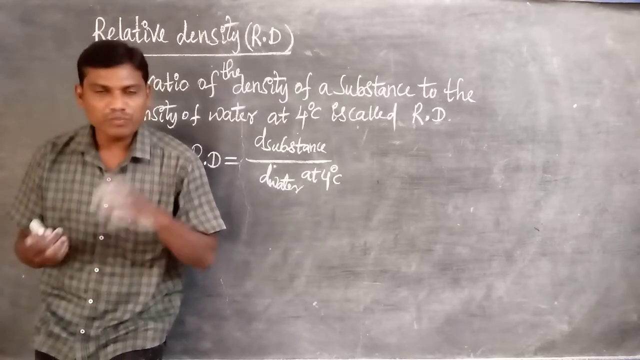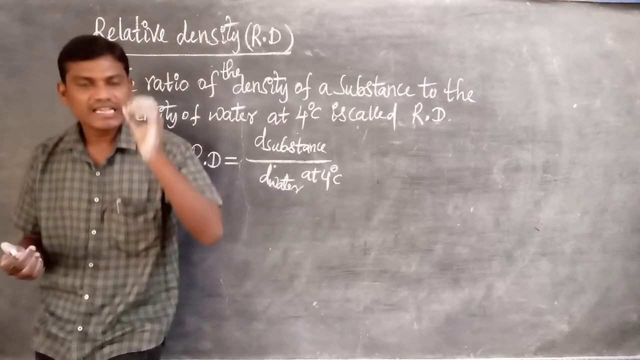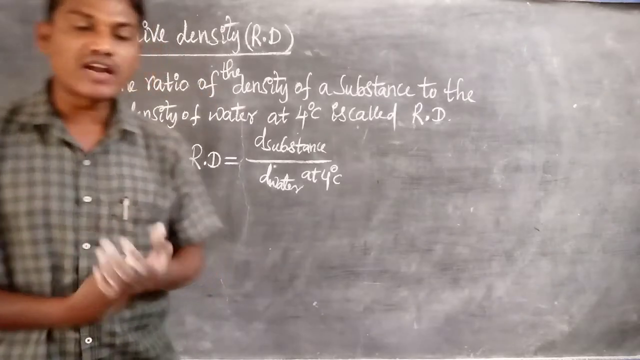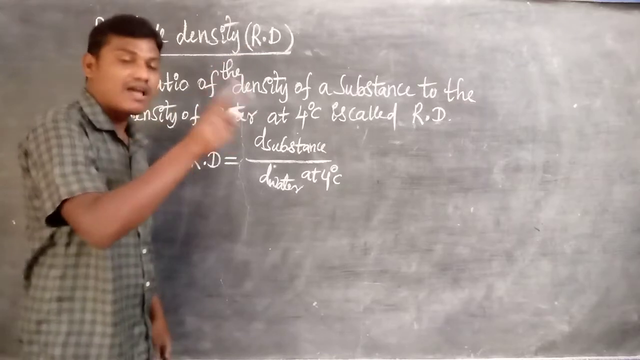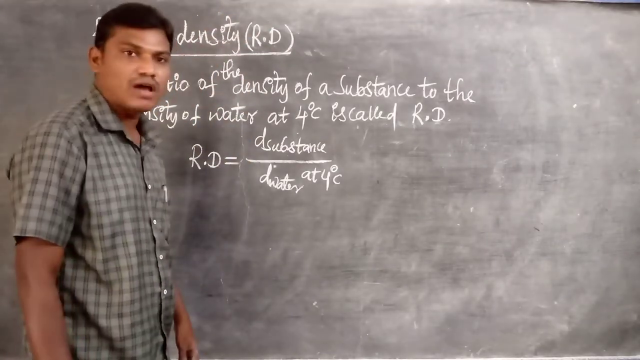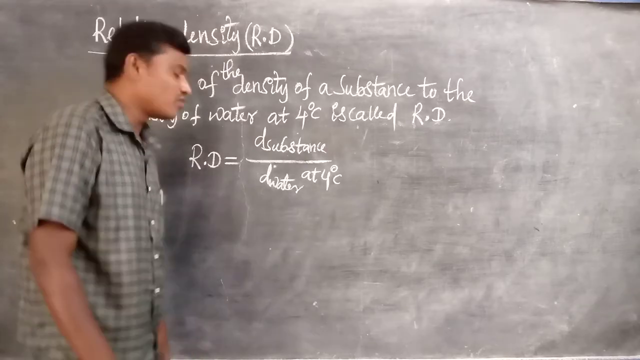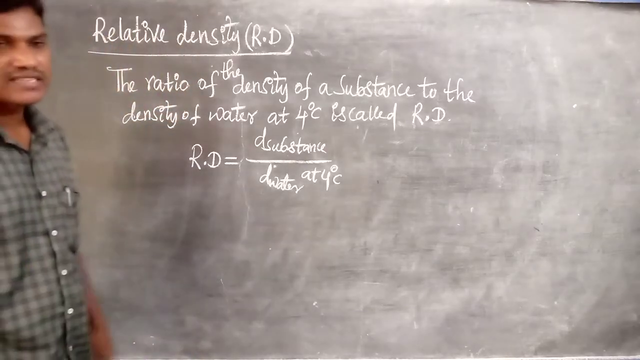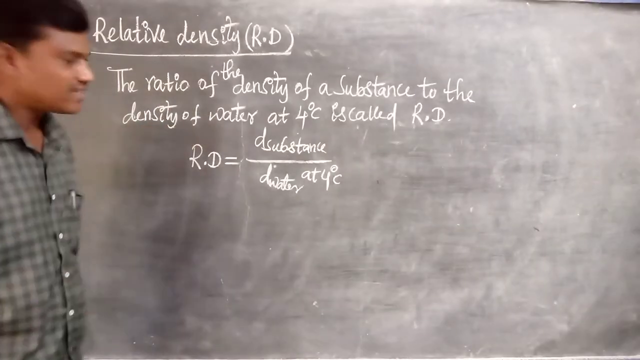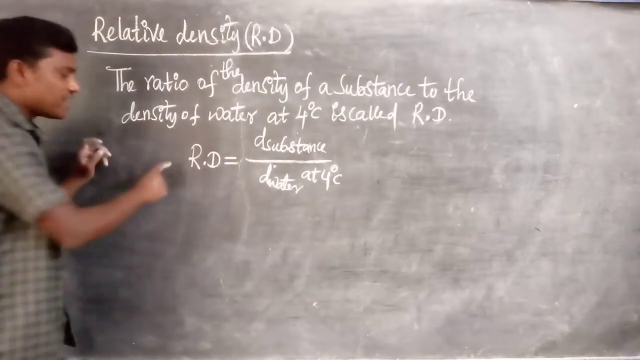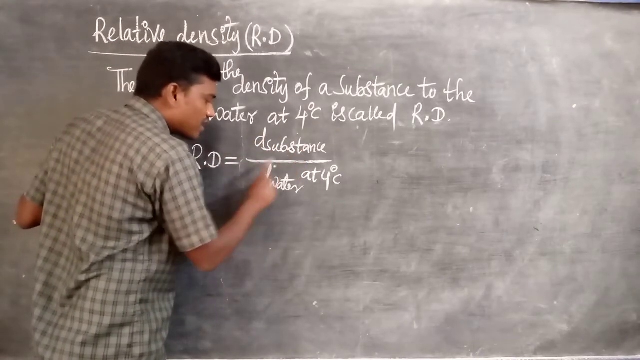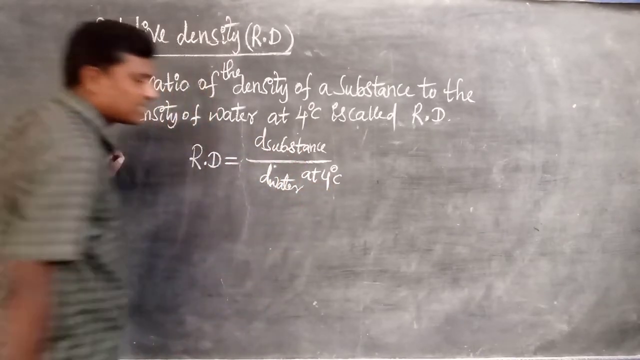That's why the water density is maximum at which temperature? 4 degrees Celsius. The density is 1 gram per cc or 1000 kilogram per meter cube at 4 degrees Celsius. At the remaining temperatures, the density changes, and it is lesser than at 4 degrees Celsius. That's why relative density equals density of the substance upon density of water at 4 degrees Celsius.